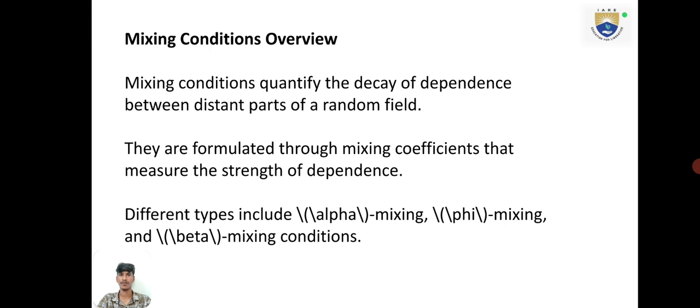Mixing conditions overview. Mixing conditions quantify the decay of dependence between distant parts of a random field. They are formulated through mixing coefficients that measure the strength of dependence. Different types include alpha mixing, rho mixing, and beta mixing conditions.